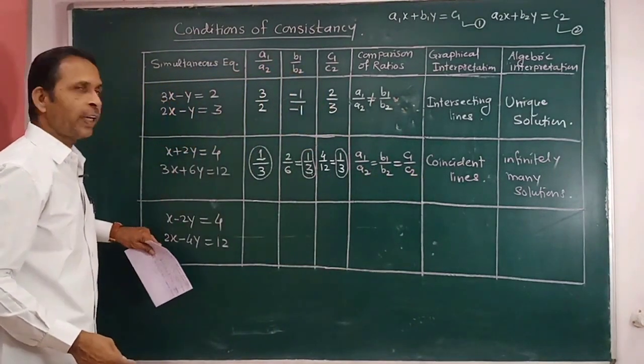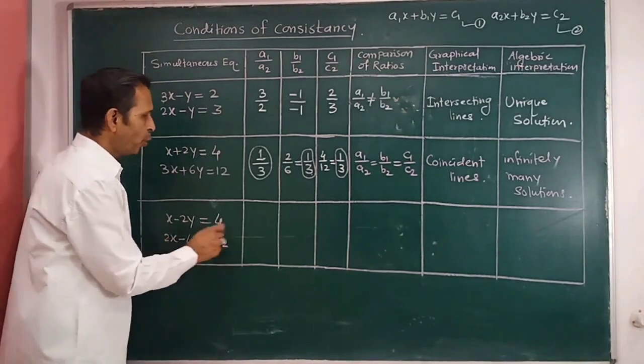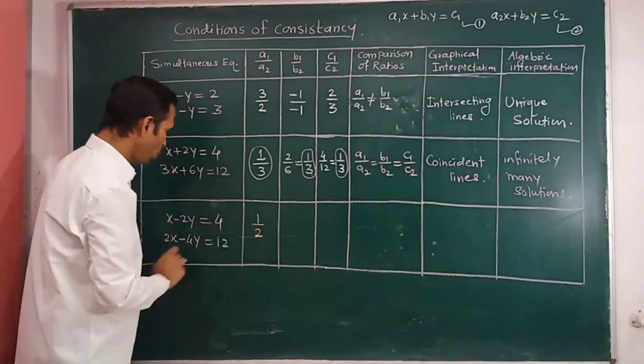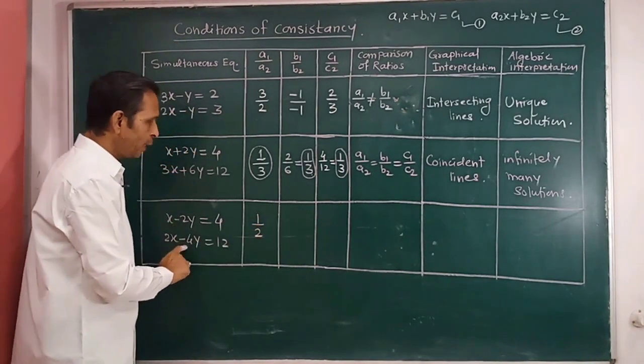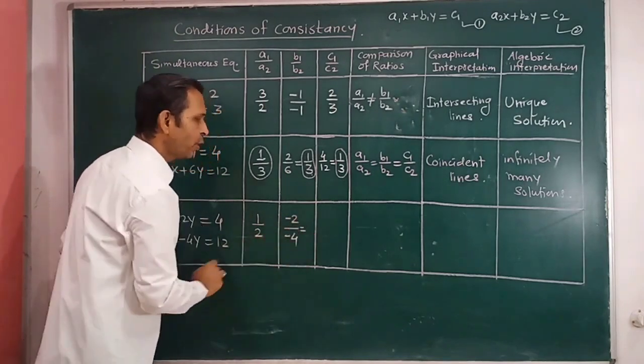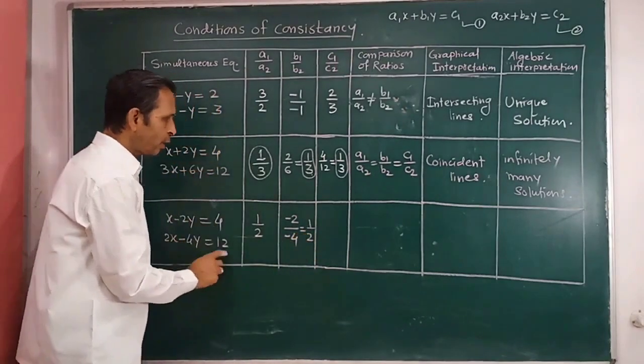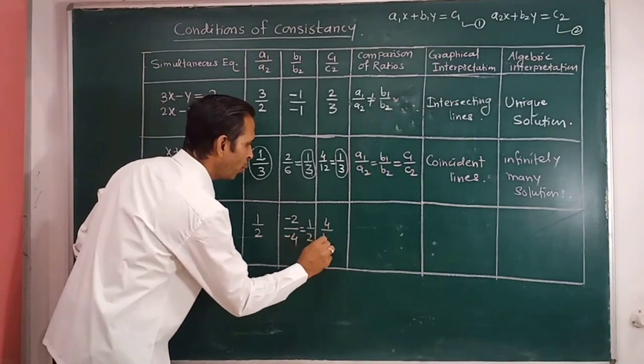Now let us find the ratios of the third equation. The first ratio is 1 upon 2. The second ratio is -2 upon -4, which in the simplest form is again 1 upon 2. And the third ratio is 4 upon 12.